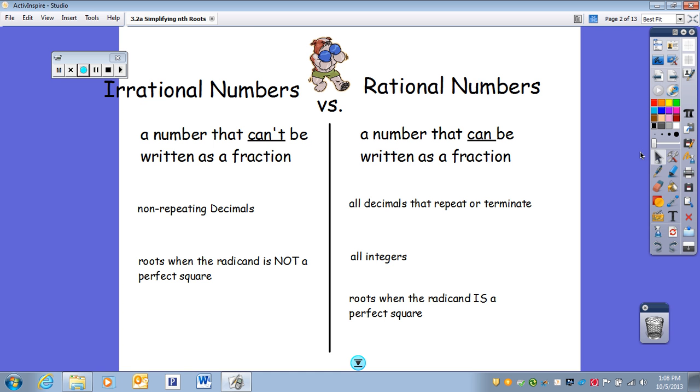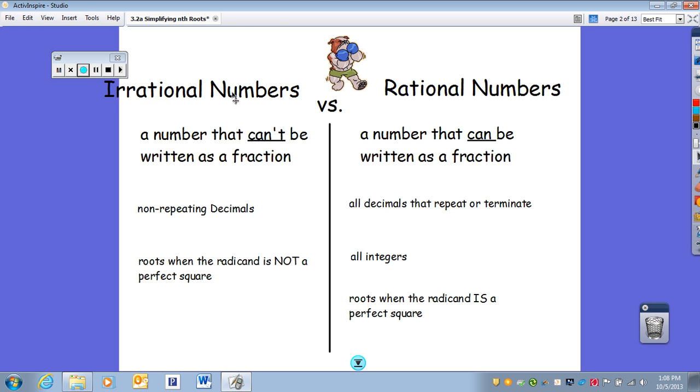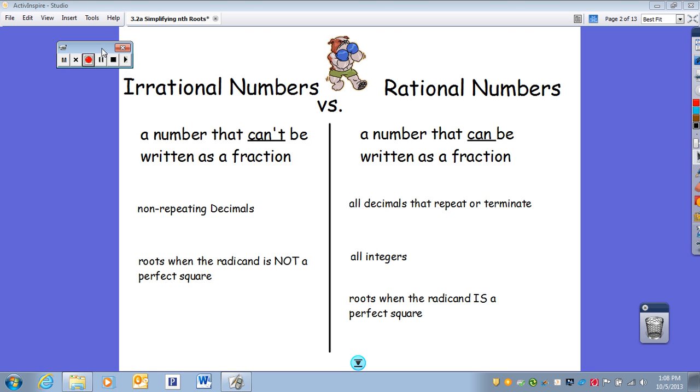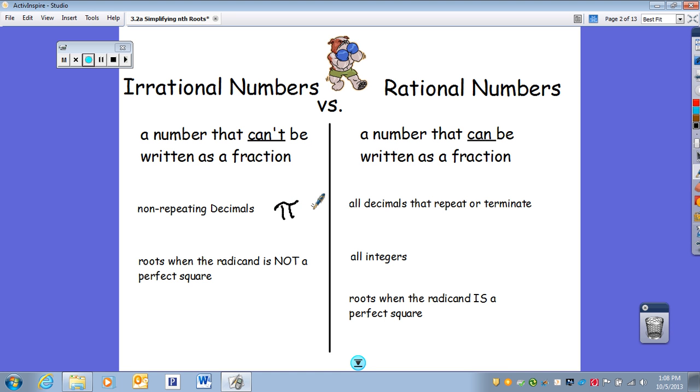First, we have irrational numbers versus rational numbers. With the irrational numbers, we have a number that cannot be written as a fraction. They are non-repeating decimals, and these could also be roots when the radicand is not a perfect square. One of the most popular irrational numbers that we see is pi. Some of you may have had to memorize some of the digits of pi. When the radicand is not a perfect square, we also have an irrational number.